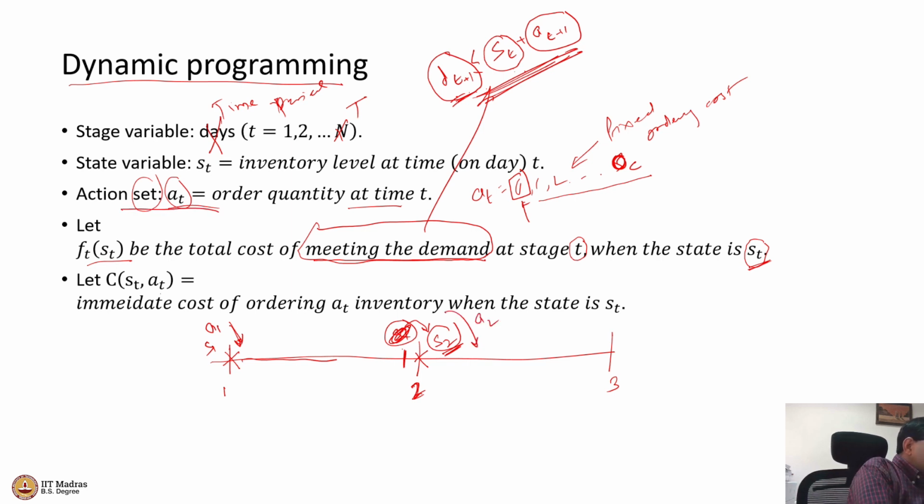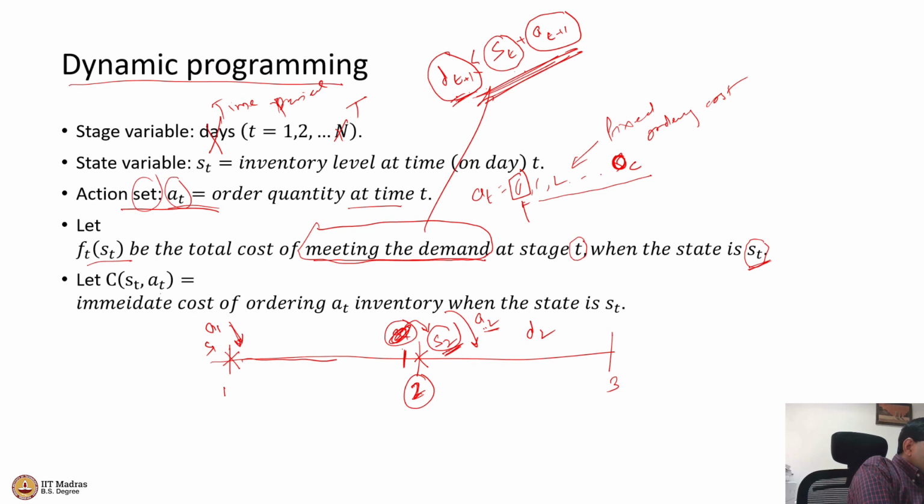You are in the second time period. Those A2 products will be delivered immediately, so you will have a total inventory of S2 plus A2. Now you have to meet the demand. What is the demand for time period 2? Time period 2 demand is D2.